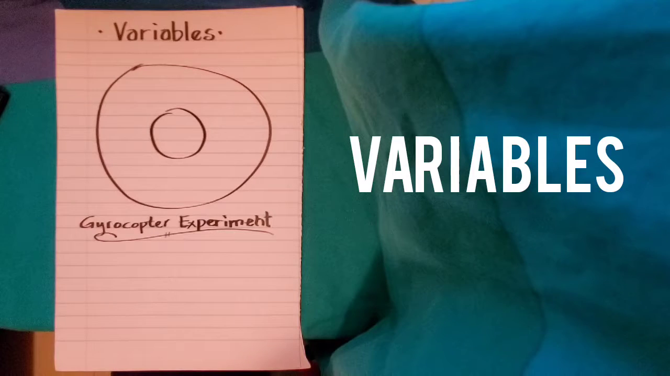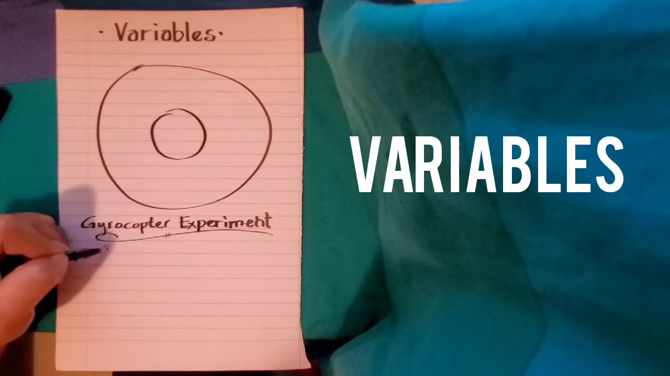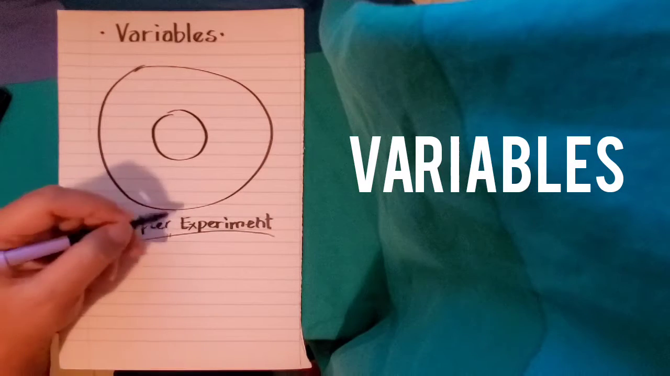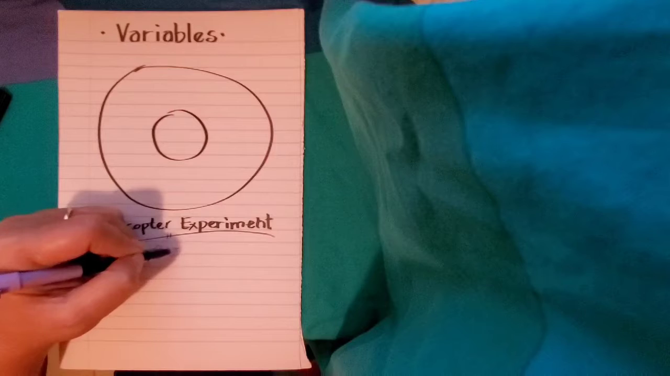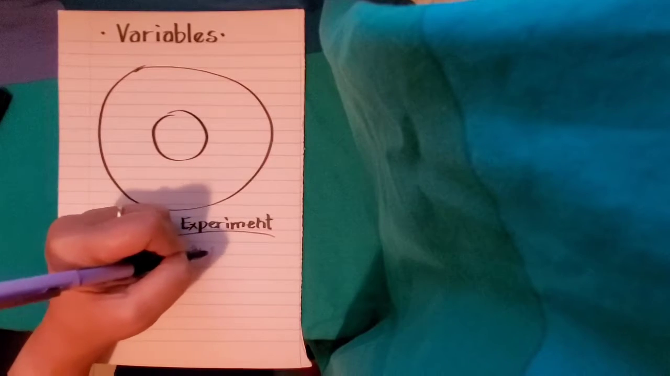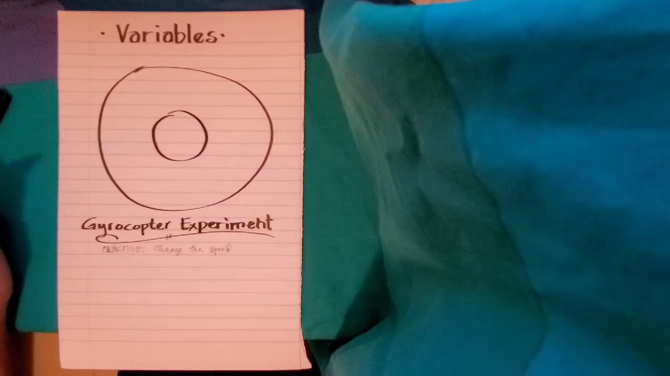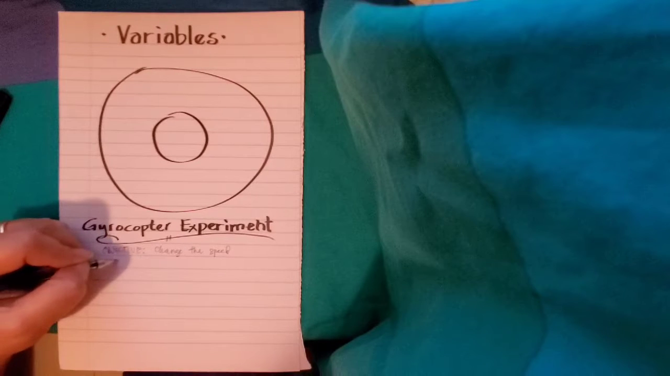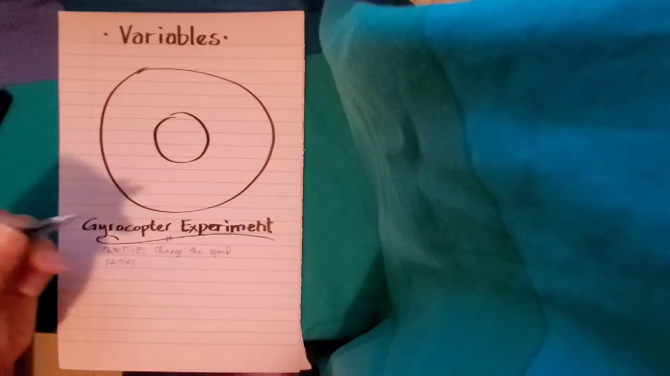What was our objective, okay? Always in an experiment we have an objective, and our objective here was to change the speed, okay? And to change the speed, we had to examine the factors and ask ourselves, okay, what factors affect the speed of the gyrocopter, okay?